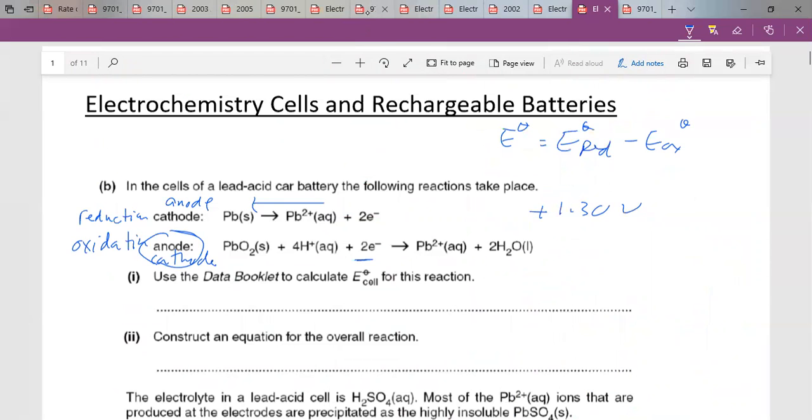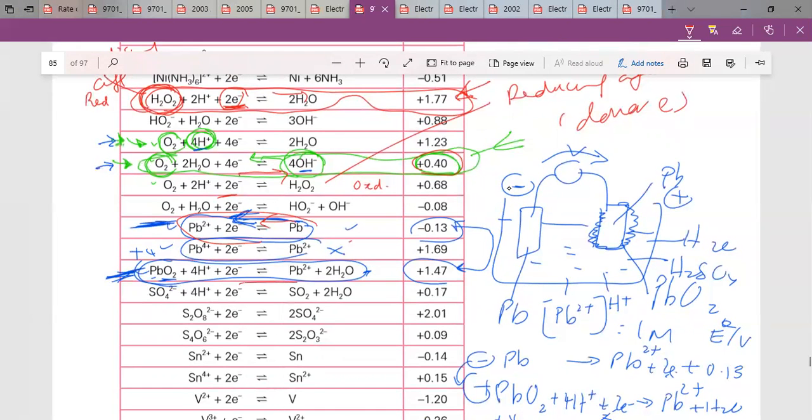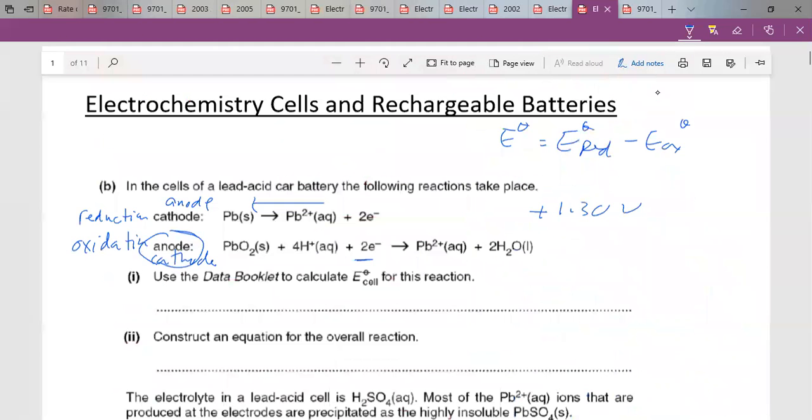Of course, I'm going this way. So it's positive 1.47, positive 1.47. Okay, so data booklet, simple. So what is this? It's positive 1.77 volts.